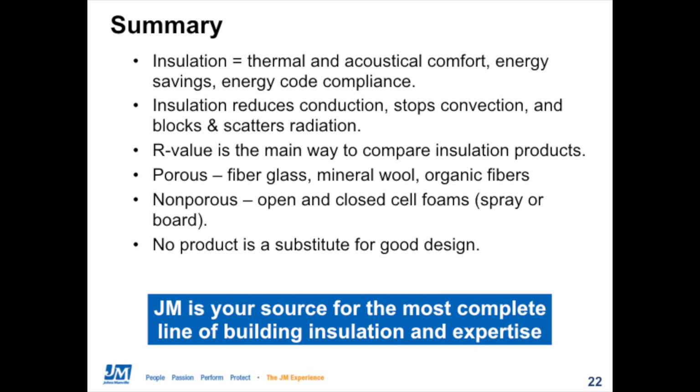Insulation does come in two main types: porous materials such as fiberglass or mineral wool, and non-porous such as spray foams or board foams. And as we saw on the earlier slides, every material has its strengths and weaknesses, and there's really no single product as a substitute for good building design. And finally, we'd like you to remember that JM wants to be your source for the most complete line of building insulation products and expertise.